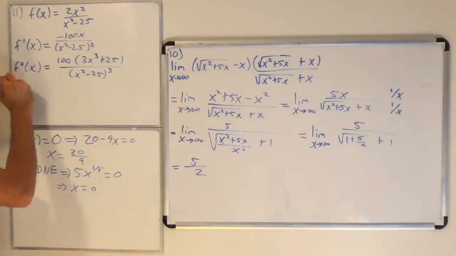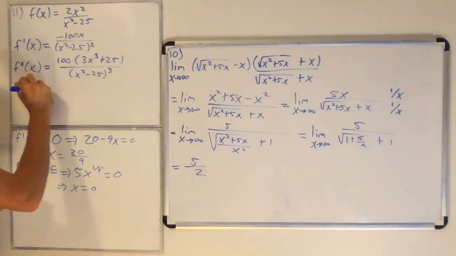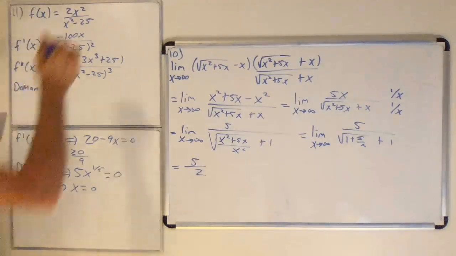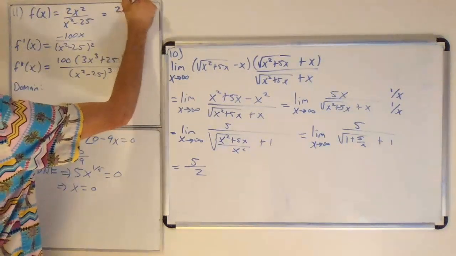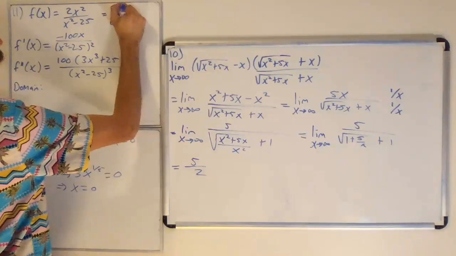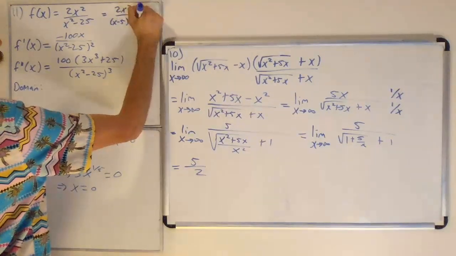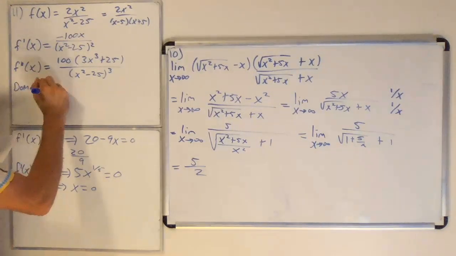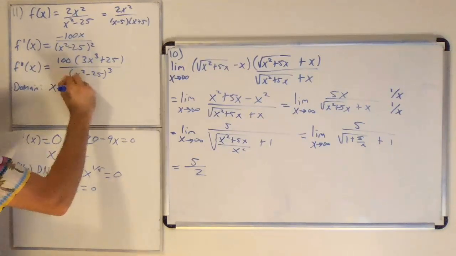Okay, so we'll start with the domain. Here we have a rational function. This is really 2x squared over x minus 5, x plus 5. We have a rational function, so its domain is just basically we can't divide by 0. So x is not equal to plus or minus 5 is our domain.